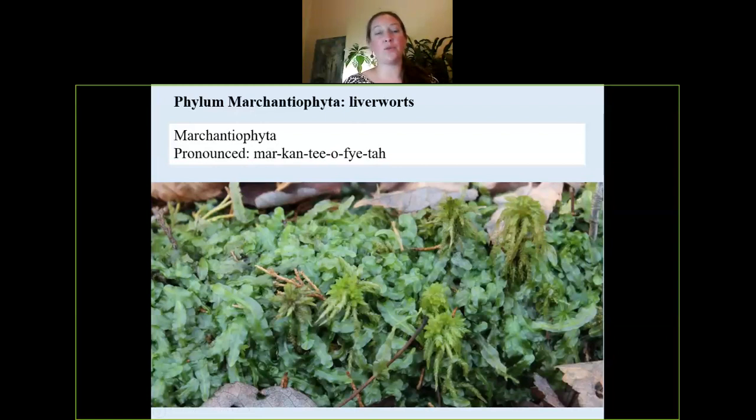Here's what they look like. So liverworts are in the phylum Marcantiophyta. Remember, phyta means you're talking about a phylum. Marcantiophyta, this is how you pronounce it. And here we actually see a lot of them on this slide. So all those green flat things. Here's one thallus. Here's one green flat thing. All these green flat things, those are all the liverworts. Here's another one here.